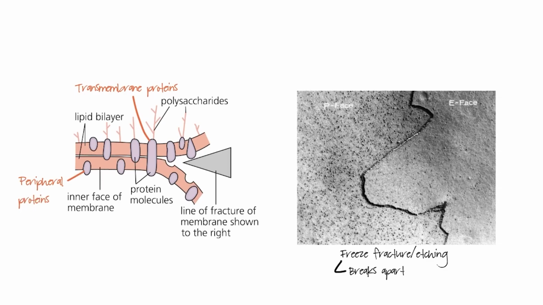When this technique is applied to a membrane, it causes the bilayer to be separated into two separate layers. The outer layer is called the E face, and the inner layer is called the P face. And a dark line of fracture can be seen in the center where they separate.